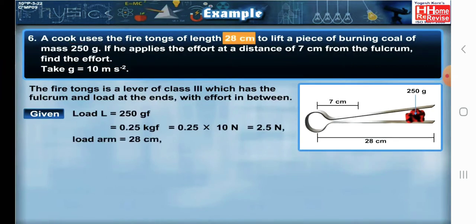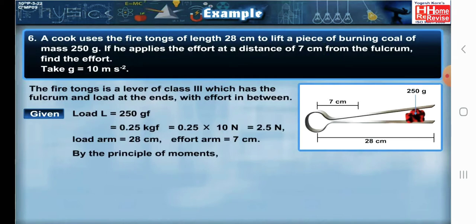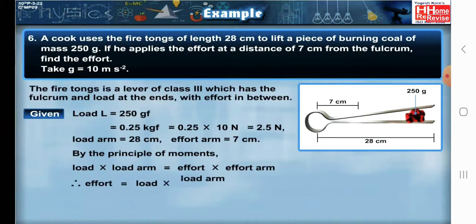Load arm is equal to 28 centimeters. Effort arm is equal to 7 centimeters. By the principle of moments, load into load arm is equal to effort into effort arm. Therefore, effort is equal to load into load arm upon effort arm. Substituting the values, it is equal to 2.5 into 28 upon 7, which equals 10 Newton.